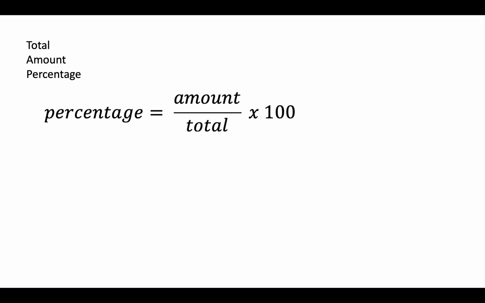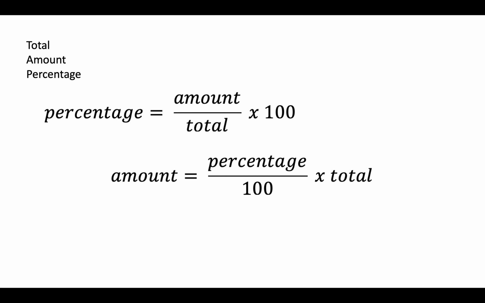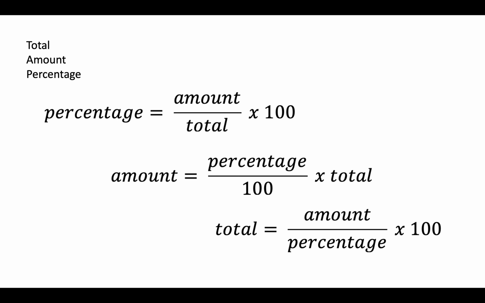We have to divide the amount of that something by the total times 100, because percentage is always per 100. If we want to calculate the amount, we have to divide the percentage by 100 to get the decimal, the fraction, and multiply that with the total. If we want to calculate the total, we have to divide the amount by the percentage. That way we'll get 1%, and we multiply with 100 to get the total of 100%.